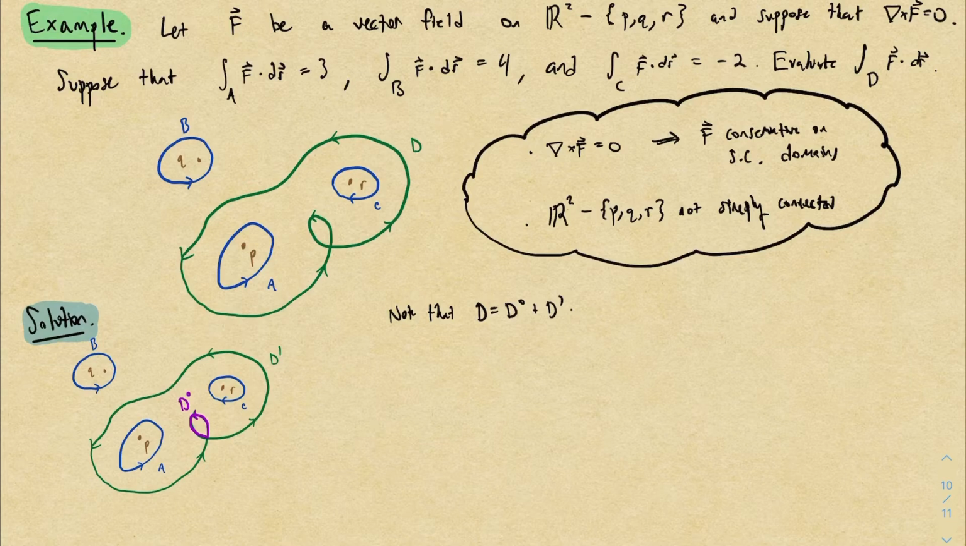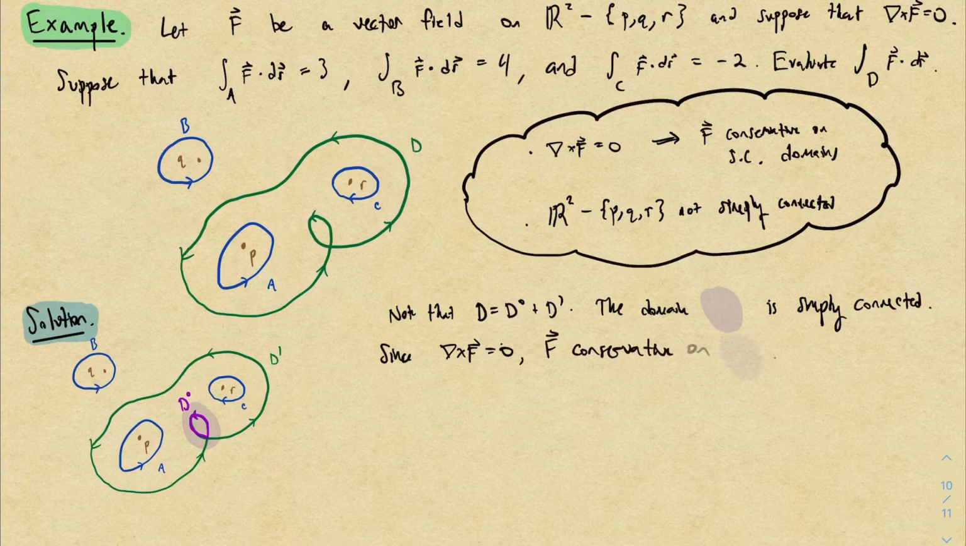Now, I claim that the integral of f over D0, just the loop-de-loop, is 0. Indeed, let me show you a simply connected domain containing the loop. I'll color it in purple here. f is defined on this domain because it doesn't contain any of the 3 points. It's simply connected because it's just a disk-looking thing. And so, since the curl of f is 0, f is conservative on this little purple domain. Therefore, we can conclude that the vector line integral of f over this loop-de-loop is 0.